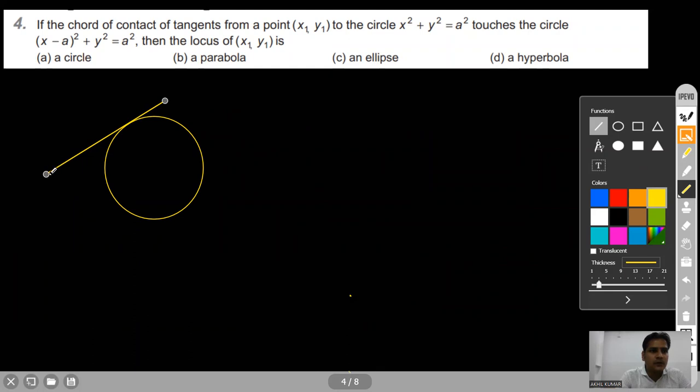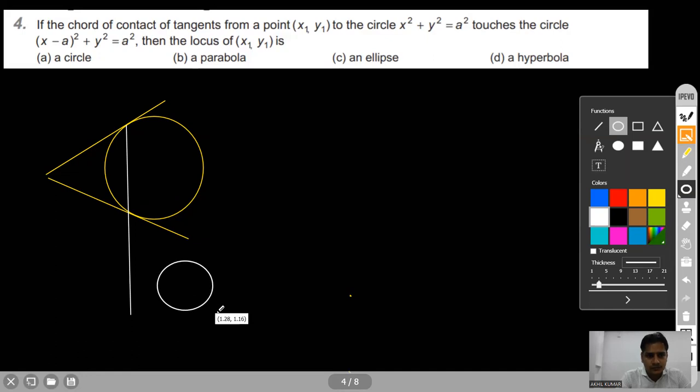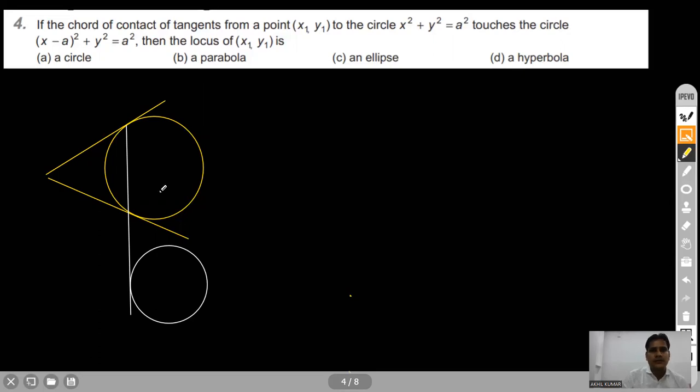Okay, so from this point, a pair of tangents is drawn. And this is the chord of contact, which when extended touches the circle, this one. Okay, so one more circle we have to draw there. This chord of contact is touching this circle. So if you see, this is our point P. Suppose I am taking this point as P, from a point x1, y1, whose coordinates are basically x1 and y1. From this point, a pair of tangents is drawn, and this AB is our chord of contact.